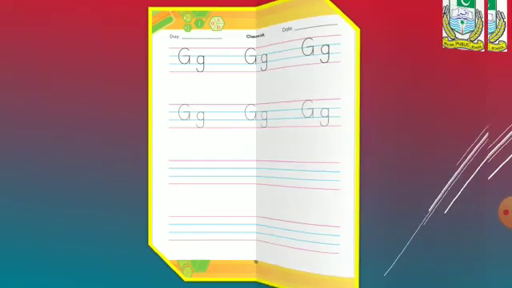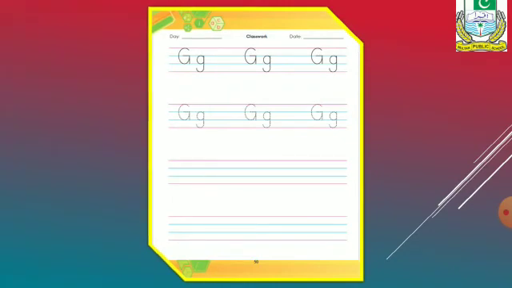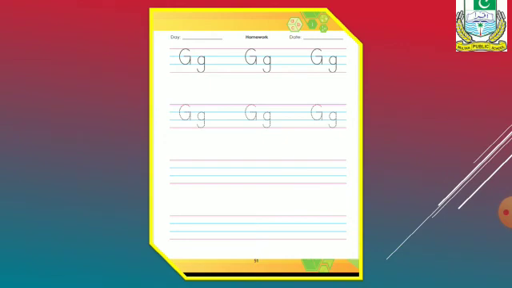And we are going to do similarly more practice of capital letter G and small letter sound G on page number 51. Okay, little learners, now more practice of writing of capital letter G and small letter sound G on page number 52, and similarly on page number 53.